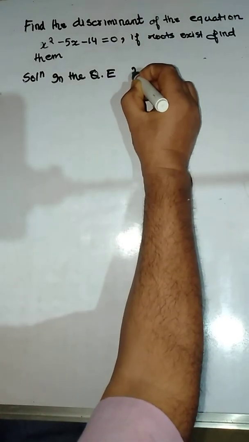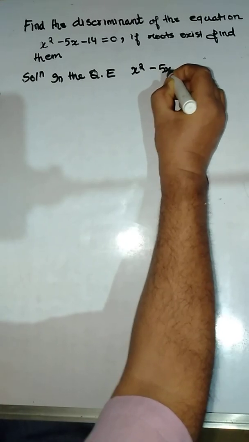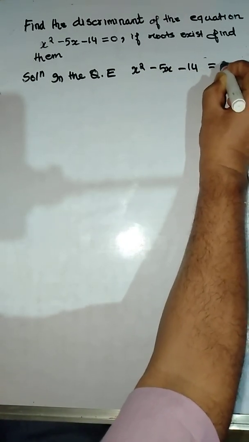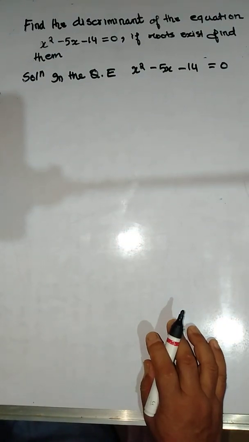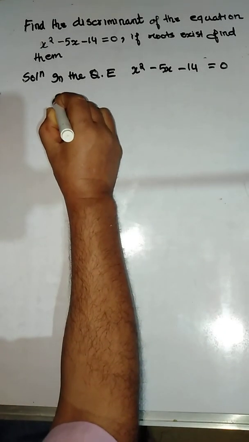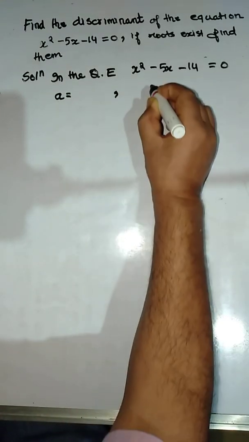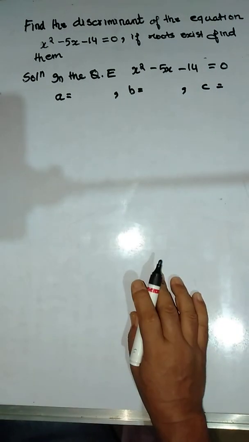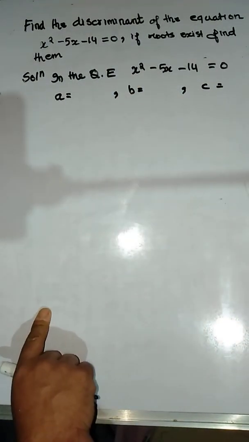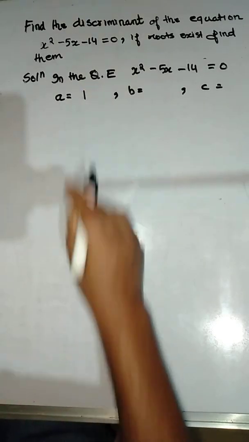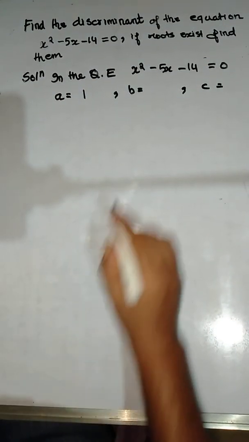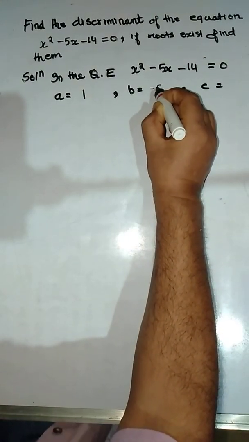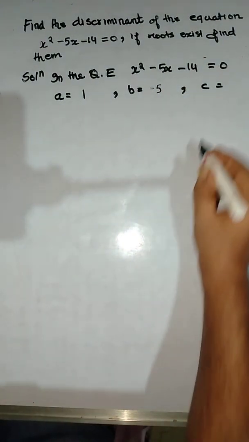The quadratic equation, x squared minus 5x minus 14 is equal to 0. Then think of the standard form of the quadratic equation, ax squared plus bx plus c is equal to 0. Then you declare a is equal to, b is equal to, c is equal to. And then you look at a, which is the coefficient of x squared, you write 1. B, which is the coefficient of x, is minus 5. And the constant c is minus 14.